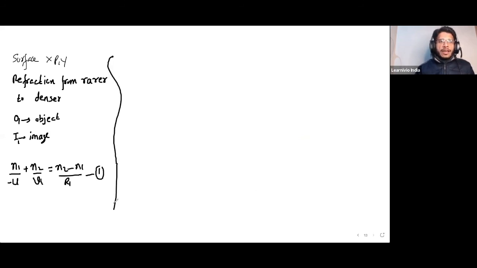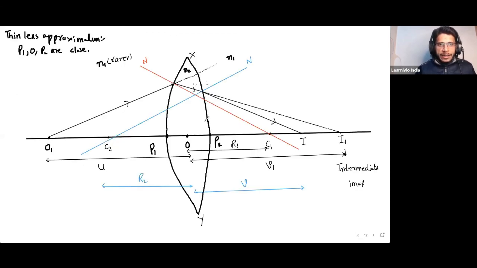If I consider another surface, XP2Y, this second surface, if you look carefully, your ray is moving from glass to air. Your refraction is from denser to rarer medium, not from rarer to denser.